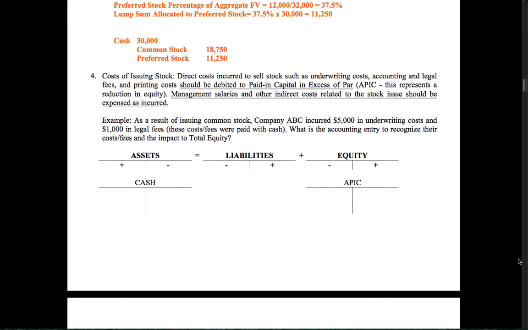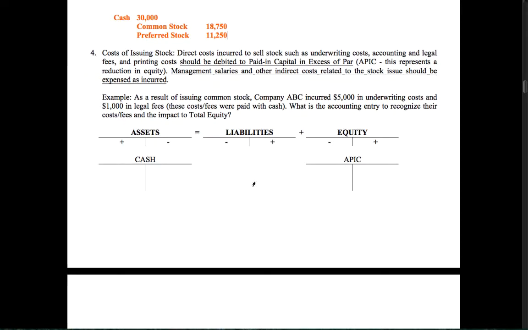This is very distinctly different than general costs, indirect costs that occur, such as management salaries and other indirect costs that aren't directly related to the issuance of the stock. If those expenses are incurred, those are expensed as incurred and do not impact the paid in capital T account. And I will show you an example here of what we would record.